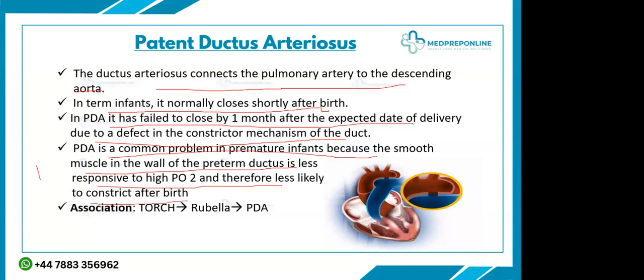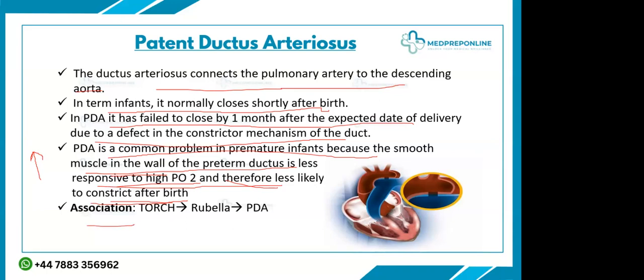So what we talk about, increased PO2 is going to cause the closure of the ductus after birth. But as the baby is premature and its smooth muscles are not that much developed and not that much responsive to the high PO2, they don't recognize that it is a trigger and now I have to close the ductus. So it will be less likely to constrict after birth, and it will persist until the baby reaches the corrected gestational age, that is 38 weeks.